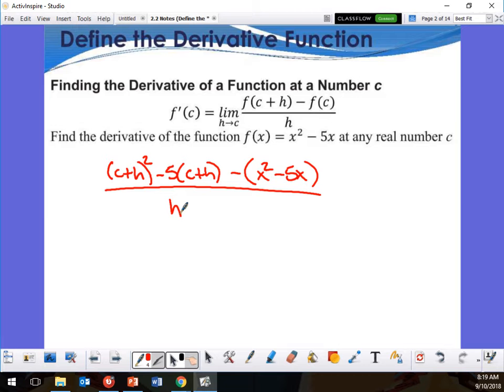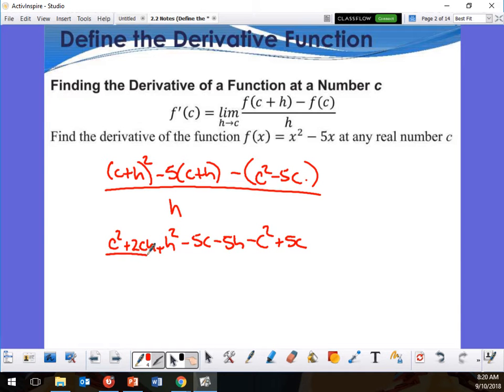Actually, sorry, you're right. There's x's where there shouldn't be x's. This should be c's, right? This should be c squared minus 5c. There we go, sorry. I know something looked odd. All right, square this one right here. I'm going to have c squared plus 2ch plus h squared minus 5c minus 5h minus c squared plus 5c.